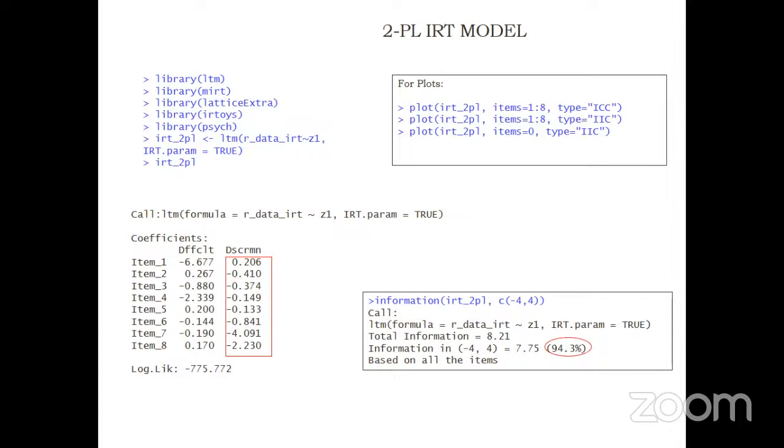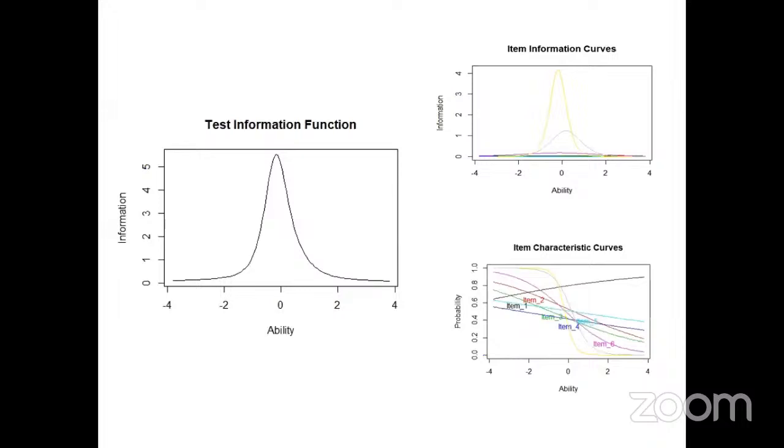And also you get the total information for all these 8 items taken together, which is 94.3%. It's quite high. So it actually indicates that all these 8 items taken together give you 94.3% information about the trait level, the entire trait level. You get this kind of curves.